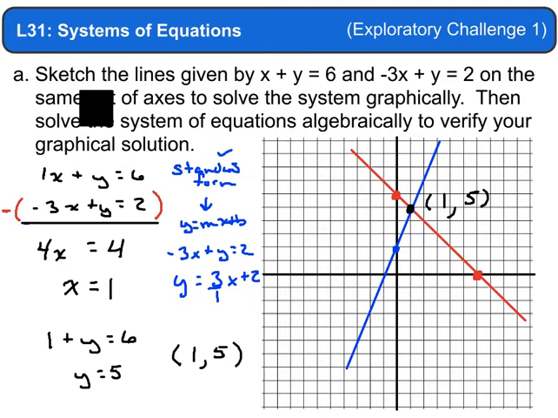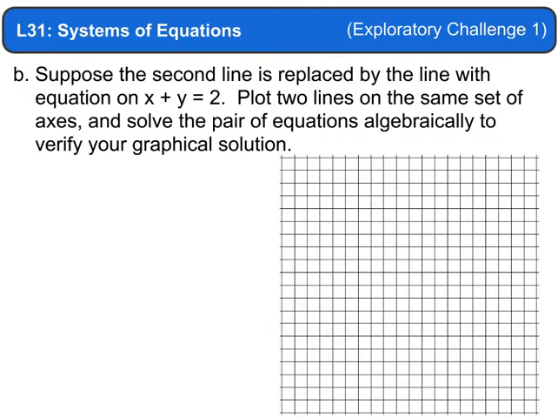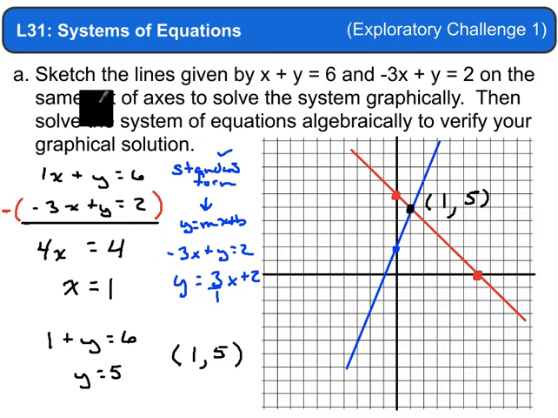In our next problem, they're going to tell us, what if we take the second line and replace it with x plus y equals 2? That means our first equation, x plus y equals 6, is going to stay. We're going to take the second equation out and replace it with x plus y equals 2. Now again, this is a nice one. I'm going to borrow this.